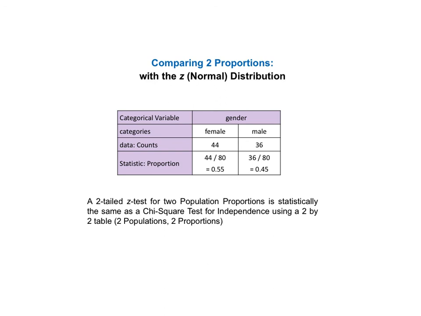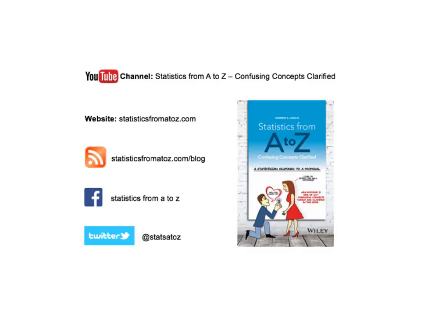And a two-tailed z-test for 2 population proportions is statistically the same as a chi-square test for independence using a 2x2 table, which is 2 populations and 2 proportions. Okay, that concludes our clarification of the concept of which distribution to use when.